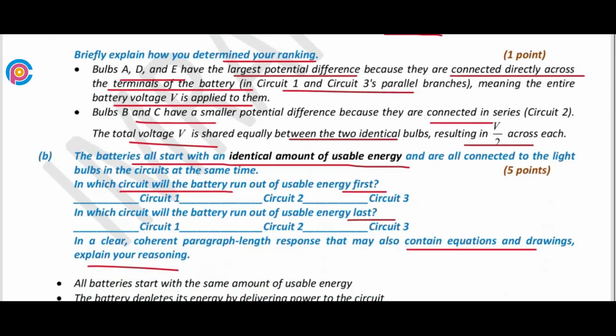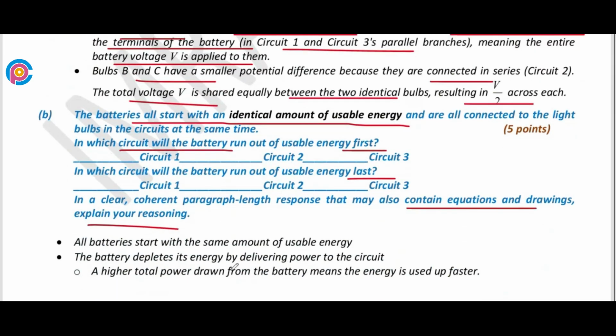Okay. First of all, we have to clear some concepts. All batteries start with the same amount of energy. That's given. A battery depletes its energy by delivering power to the circuit. When we say higher power drawn, it means energy is being used faster.